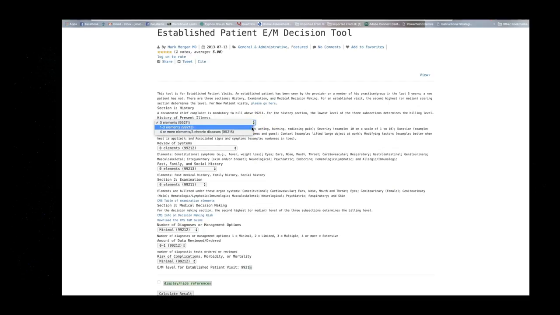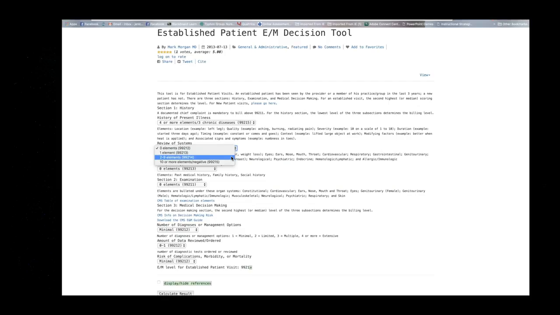So do you have 1 to 3 elements or 4 or more elements? Most of us do 4 or more. So I'm going to put in 4 because I'm going to do the whole OLD CARTS. And let's just say they have diabetes too. So I'm going to talk about that. Now this is the review of systems. I usually do at least 2 to 9 elements. So that means that if you do cardiac, you're going to say heart rate, regular rate and rhythm, no murmurs, gallops, rubs. Right there you just covered like 2 or 3 elements.